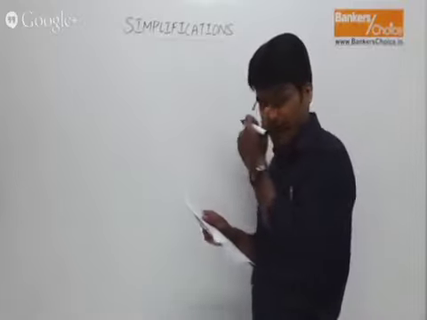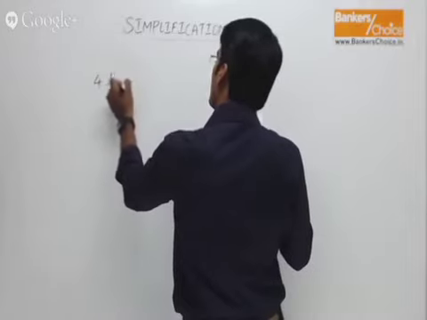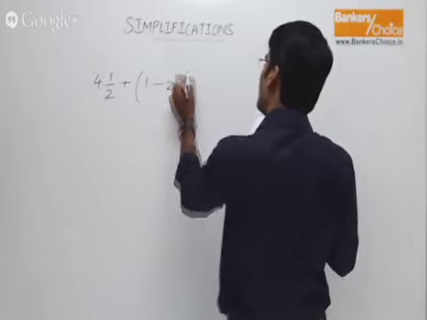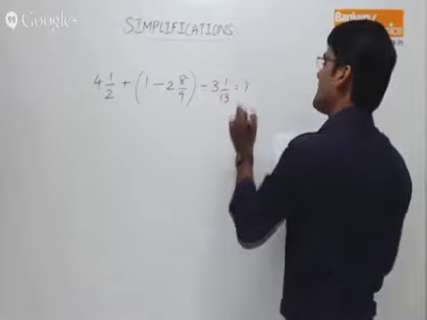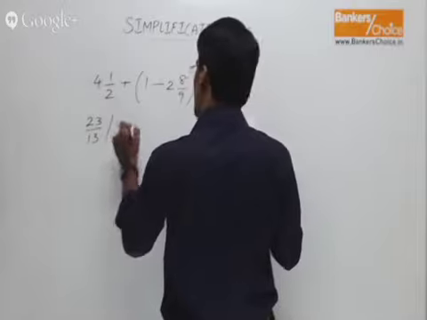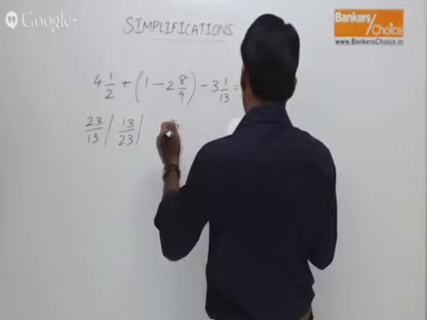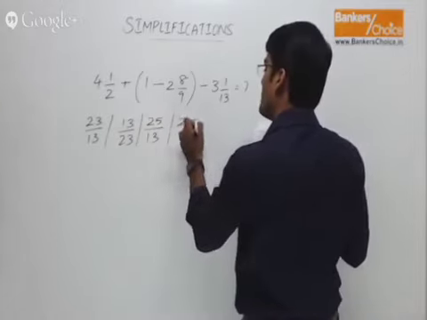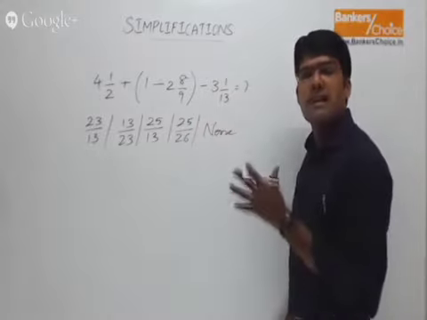Let's look at the next question on fractions. 4 1 by 2 plus 1 divided by 2 8 by 9 minus 3 1 by 13 equals to what? Options are 23 by 13, first option. Then we have 13 by 23. Then 25 by 13. Next is 25 by 26. And the fifth option, as usual, is none of these. So that's the question there.